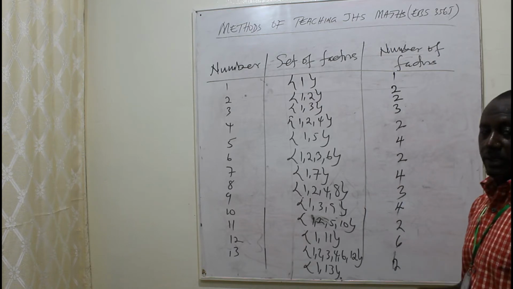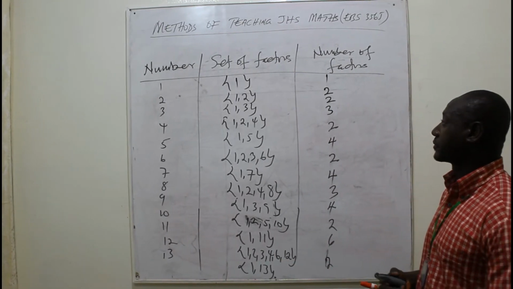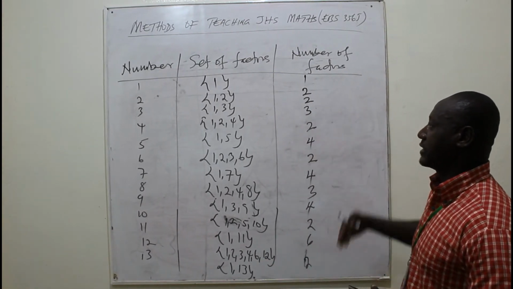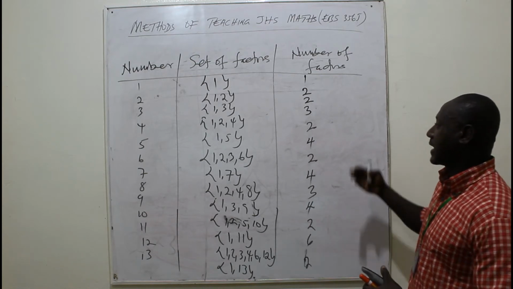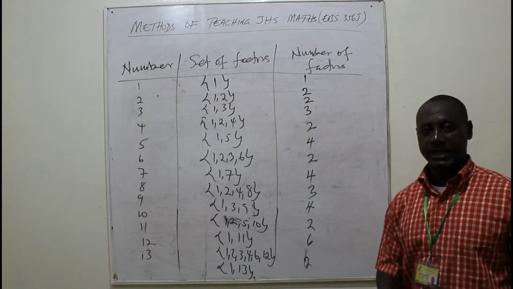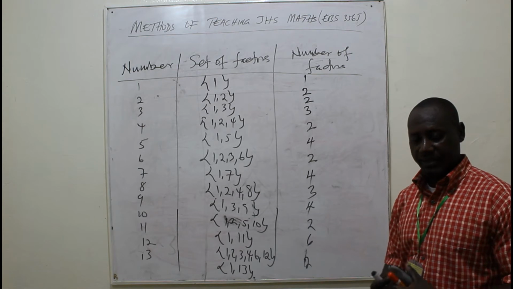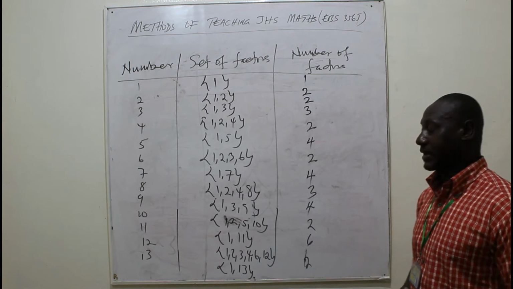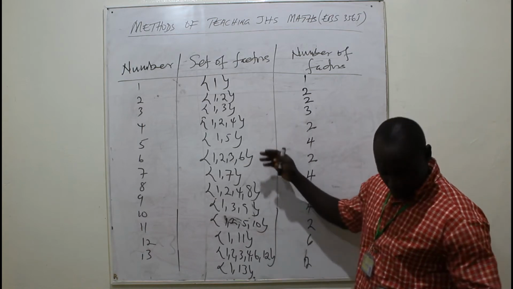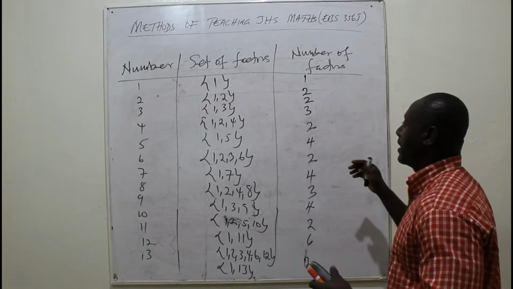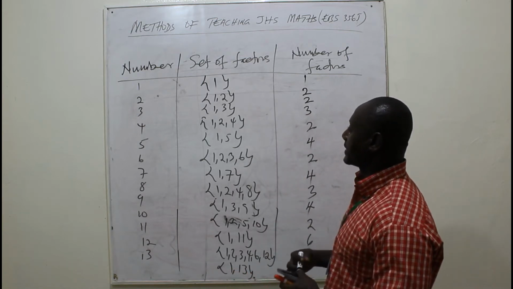So if we're asked to determine what prime numbers are at this level, we can use this idea to teach them the concept of prime numbers. We are saying that prime numbers are numbers with only 2 factors: 1 and the number itself. So we can go through the table, look at the set of numbers here, and determine prime numbers from here.